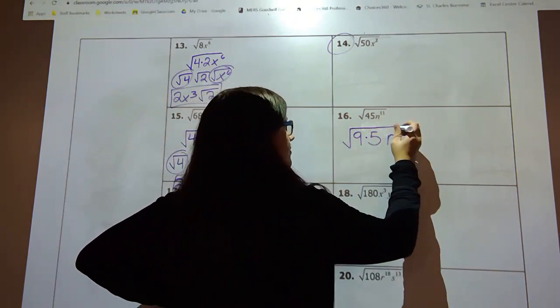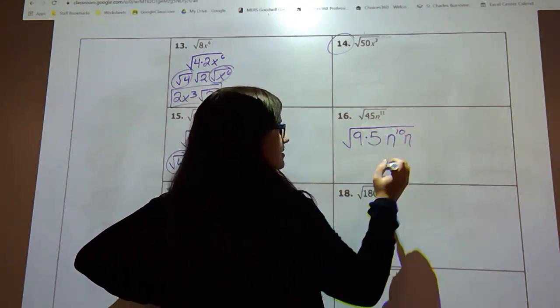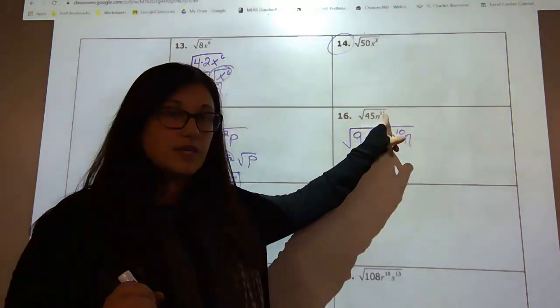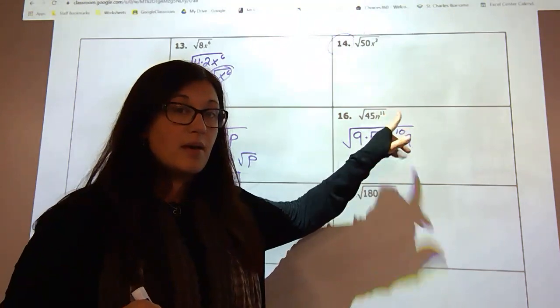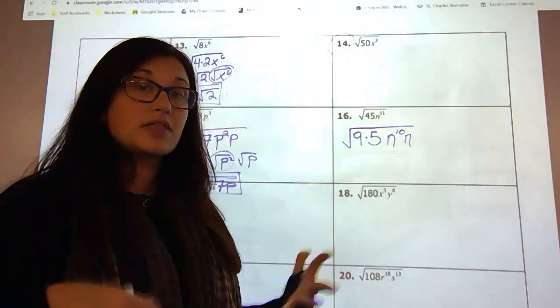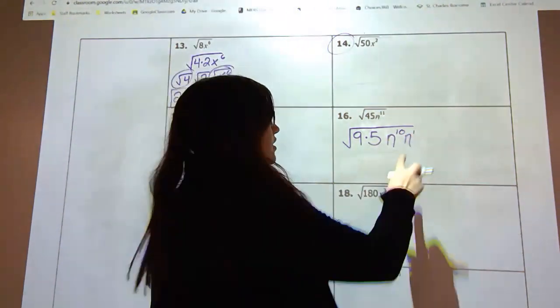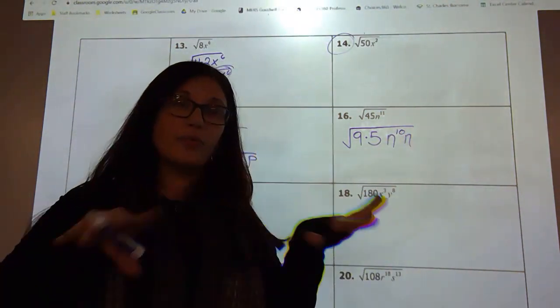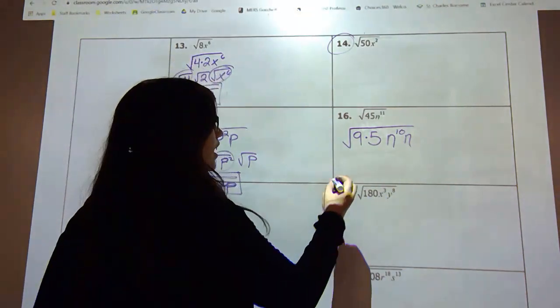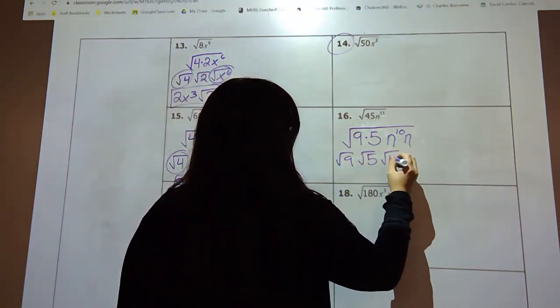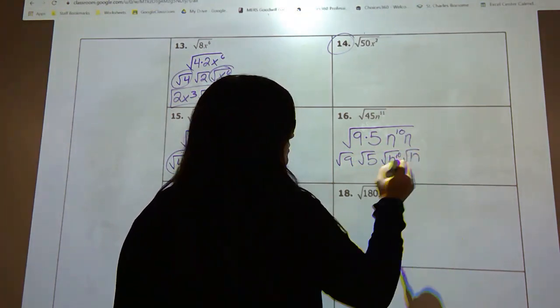And then n to the 11th isn't perfect, so I'll say n to the 10th times n. Now you notice n to the 10th times n is the same thing as n to the 11th, guys. Remember, when you're multiplying with like bases, you add those exponents. 10 plus 1 is 11. So just so that you know what I'm doing, I'm breaking it apart. I'm going to split it: square root of 9 times the square root of 5 times the square root of n to the 10th times the square root of n.